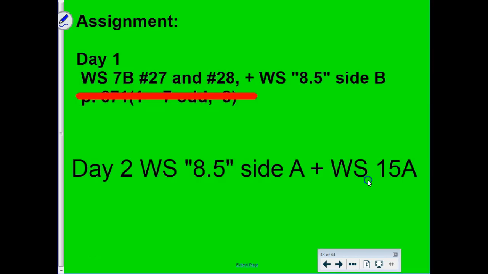Okay, so you have an assignment. It's on your homework check, so you have to write it down. It's side A of 8.5. Side B of 8.5 was assigned to you last night. And then worksheet 15A, which I think is just 3 questions though, isn't it? Isn't it just 3, 4, 5? Yeah, it's just 3, 4, 5 on worksheet 15A, the 3 expected value questions. So I'll post those keys up for you today.